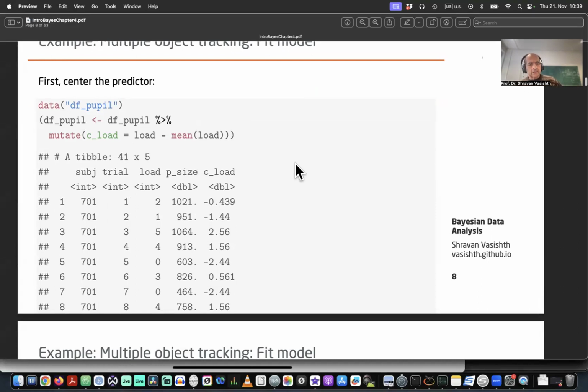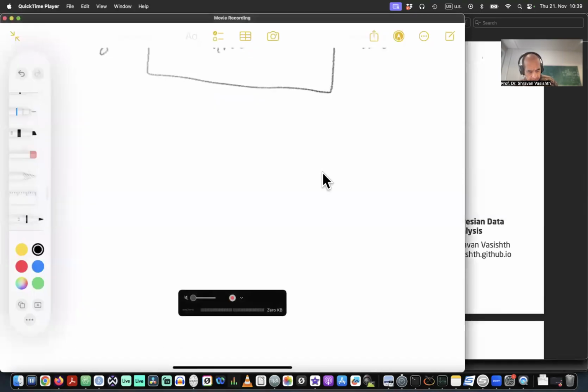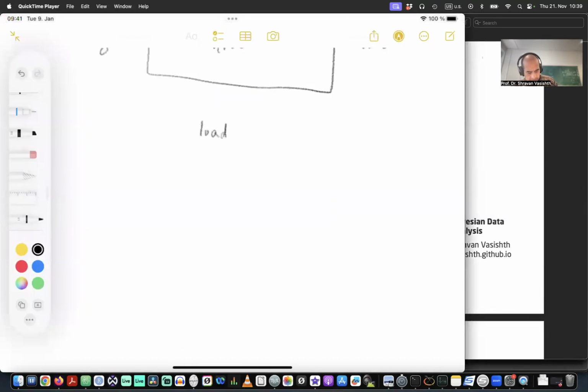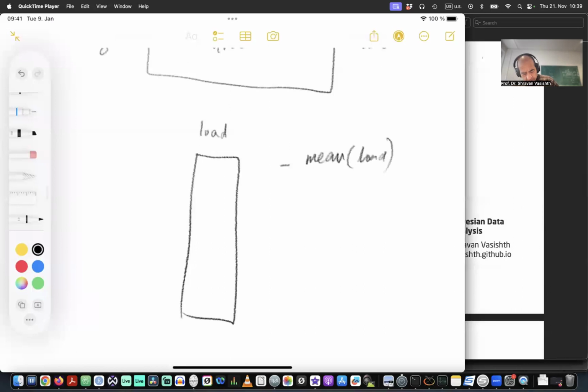Now coming to the actual data frame. As I mentioned, we're going to be analyzing the data on the centered load. Remember that the load column ranges from 0 to 5. Centering the load means that we take the load column, which can have values ranging from 0 to 5, and subtract from it the mean of the load column. Once we subtract the mean from each cell in the load column, we get a centered load column.